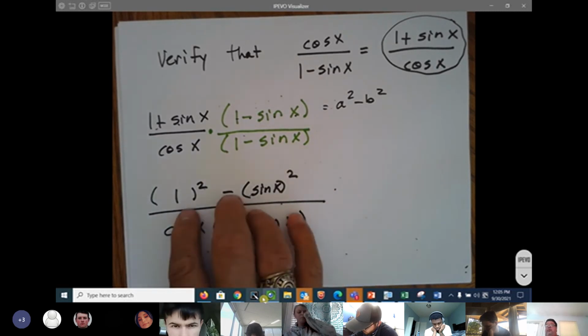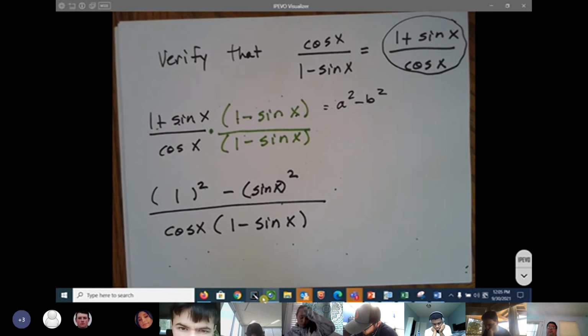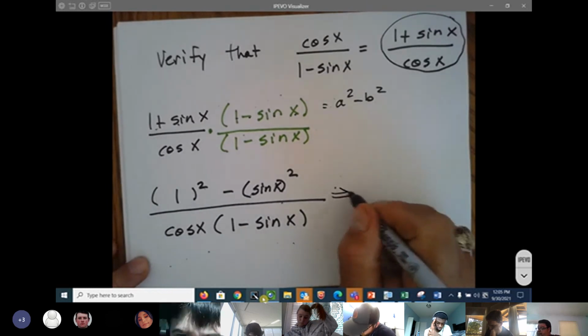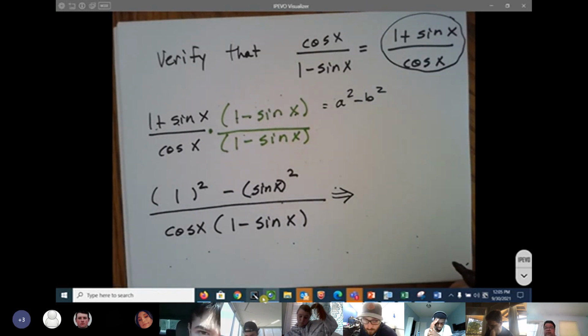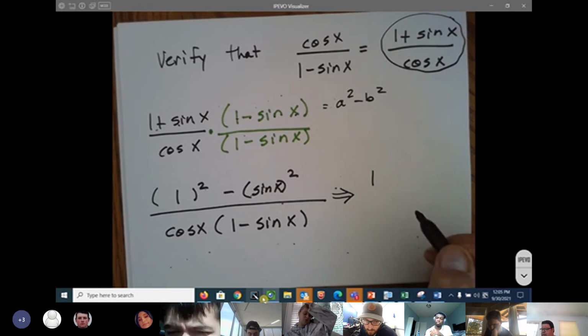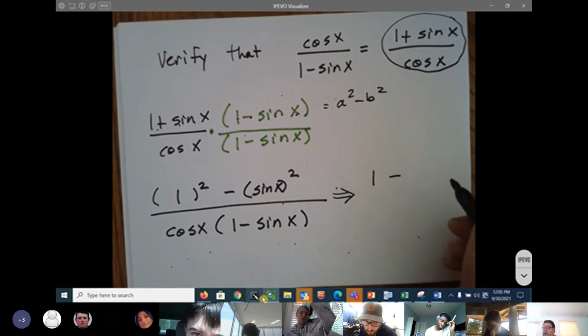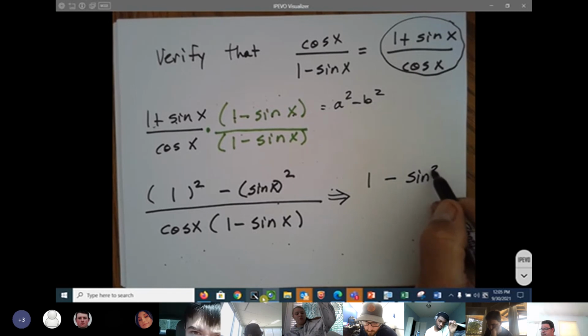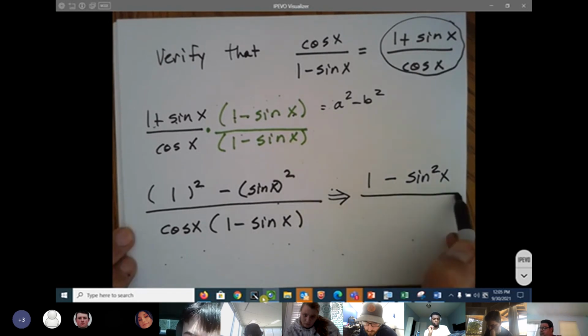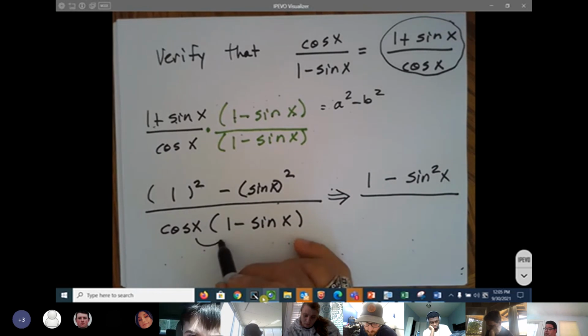Somebody tell me what we get on the numerator. Come on, what do we get? What's 1 squared? That would be 1. And what is sine x squared? It would just be sine squared of x. And I'm going to distribute this guy.